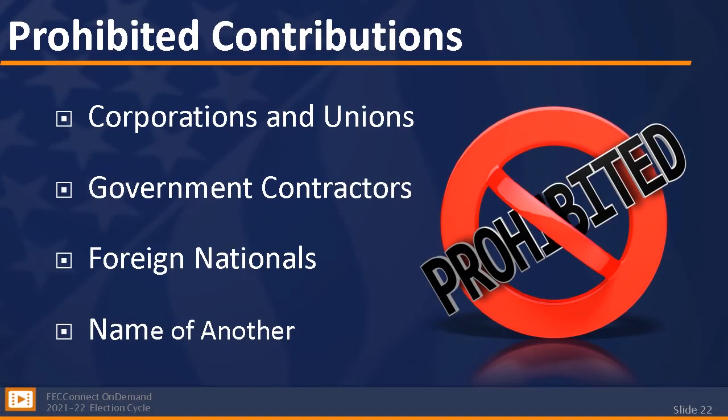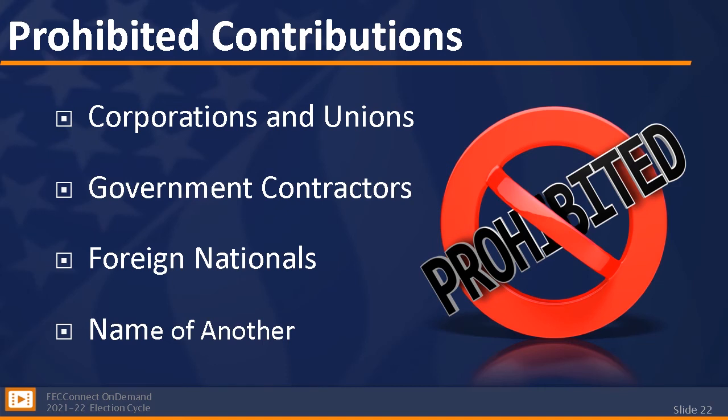We've talked about the limits on contributions and how they apply. Now let's look at some types of contributions that are flatly prohibited. The first is contributions from corporations and labor organizations. These entities have long been prohibited from using their treasury funds to make contributions in connection with federal elections. They are, however, permitted to establish federal PACs that their employees and members may use to make contributions.